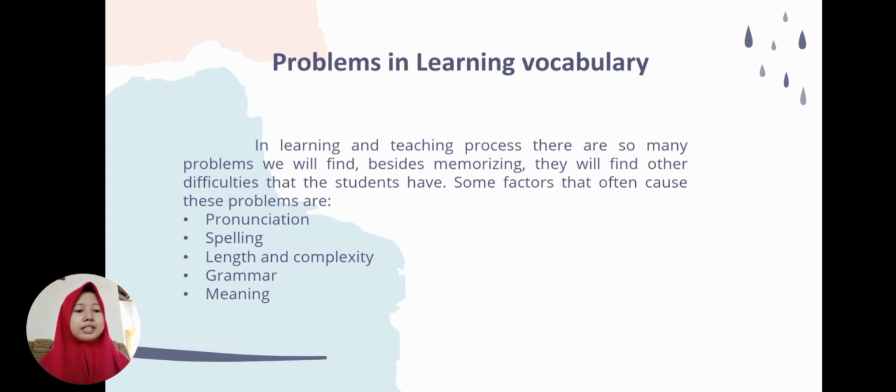Also problematic is the grammar associated with the word, especially if this differs from that of its first language equivalents. And the last is meaning. When two words overlap in meaning, learners are likely to confuse them.